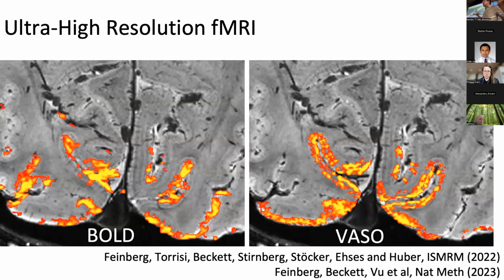So some initial work we did using high resolution VASO in V1. We just used a flashing checkerboard and we can see nice activation with a lot of high resolution features. And the key thing we can see here is that for VASO, which is a cerebral blood volume weighted contrast, we can see a lot finer layer details that are missed in BOLD due to the vein bias, especially the pial bias at the surfaces.